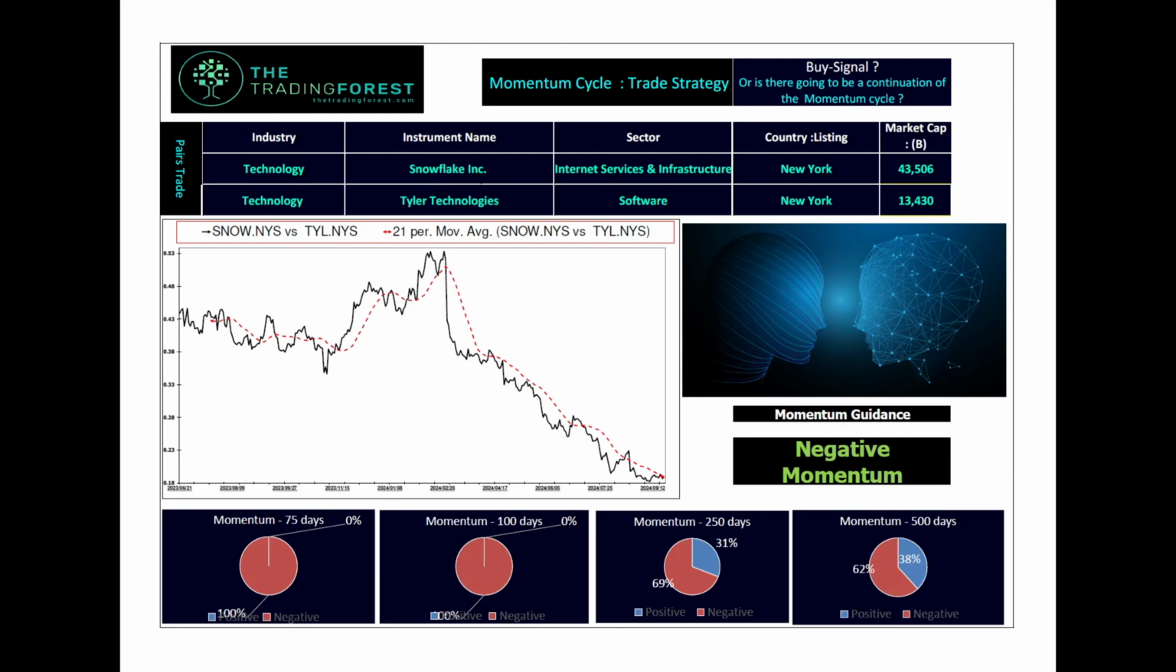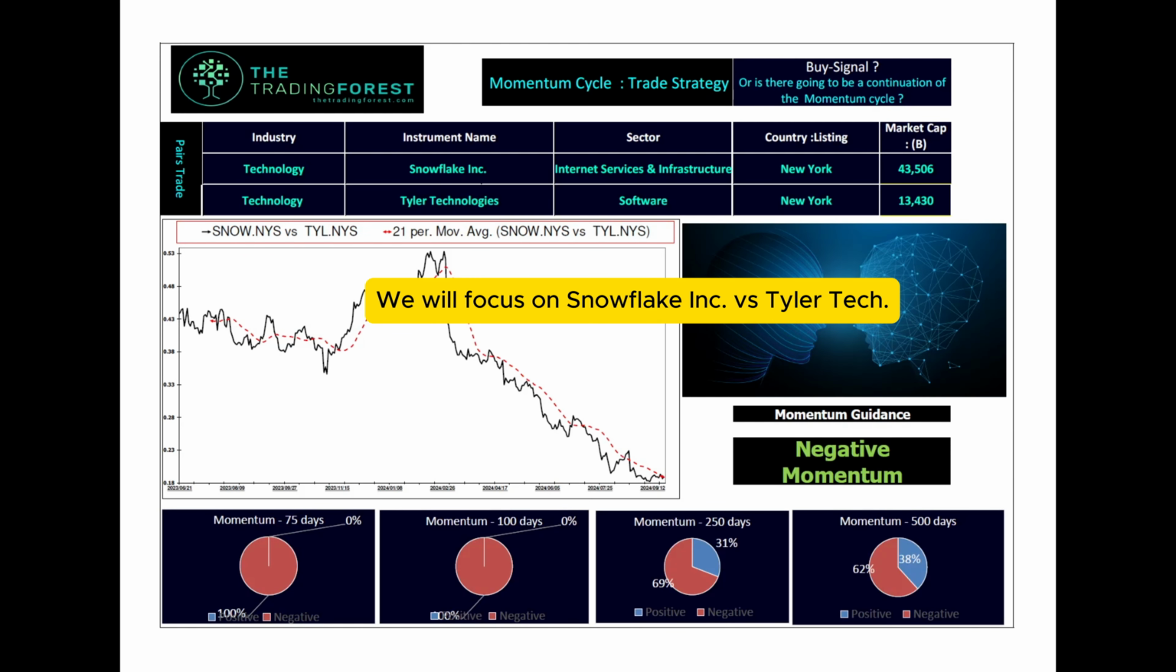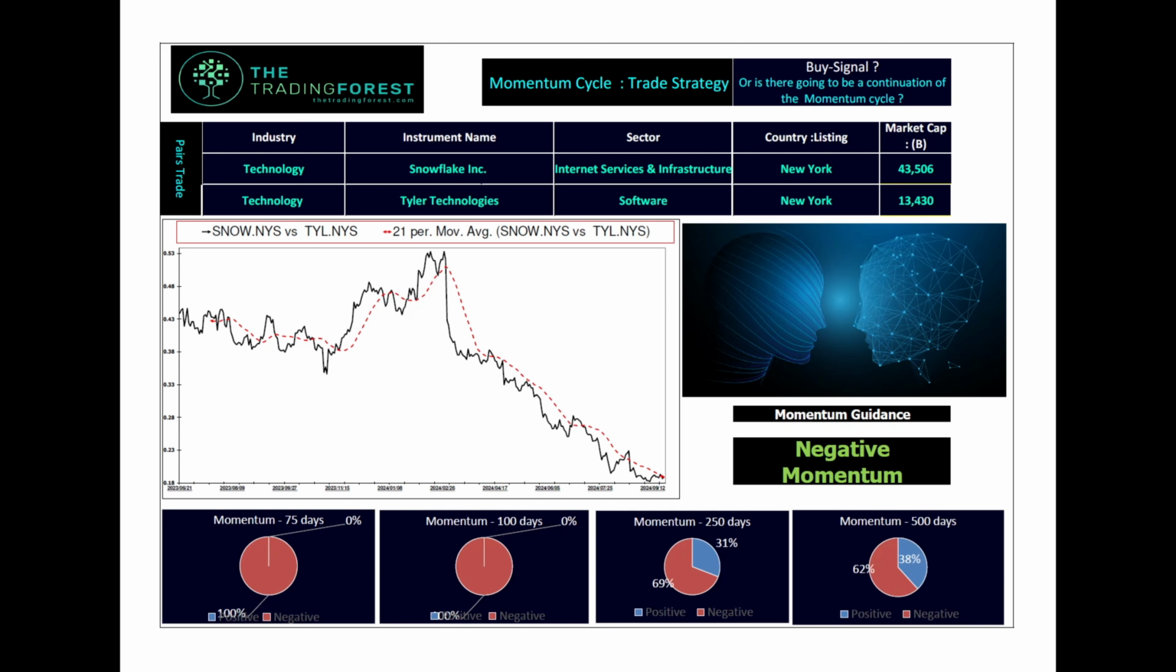Analyzing the variables, point of departure. We will focus on a pairs-by trade, Snowflake Incorporated versus Tyler Technologies, a New York Stock Exchange listed stock in the internet services and software sector. Step 1. Study the graph. Get a feel for the trend and ask yourself, what is the likelihood of a price correction? But more importantly, try to understand why the market has allowed the instrument to reach its current levels.